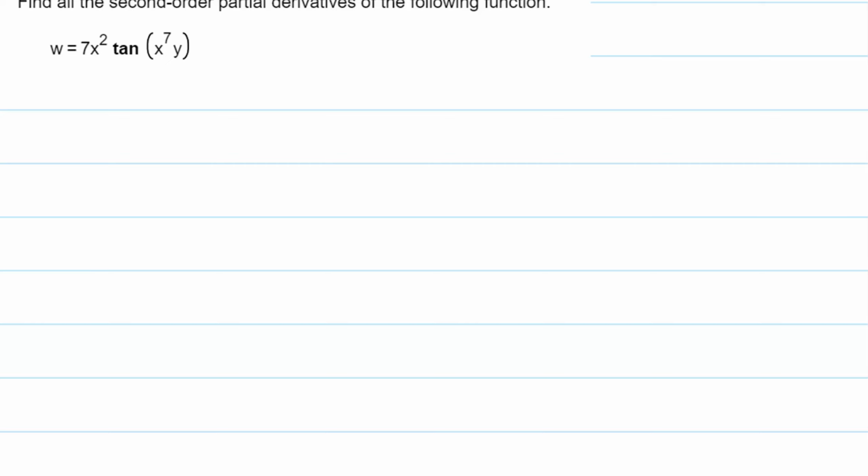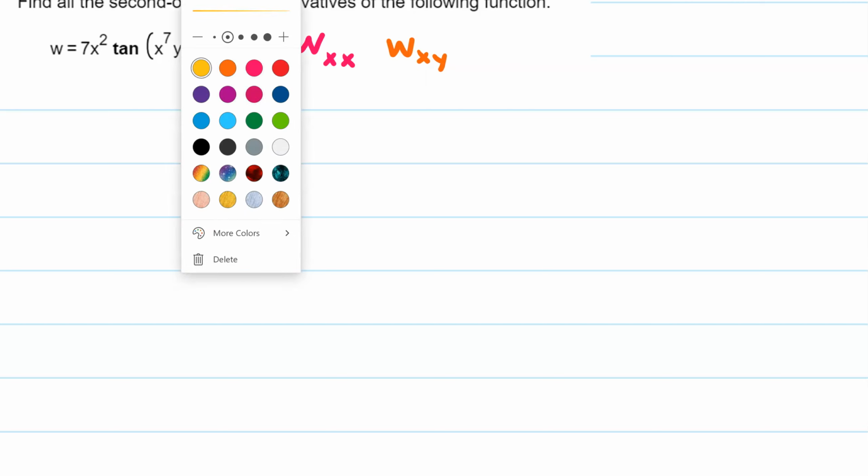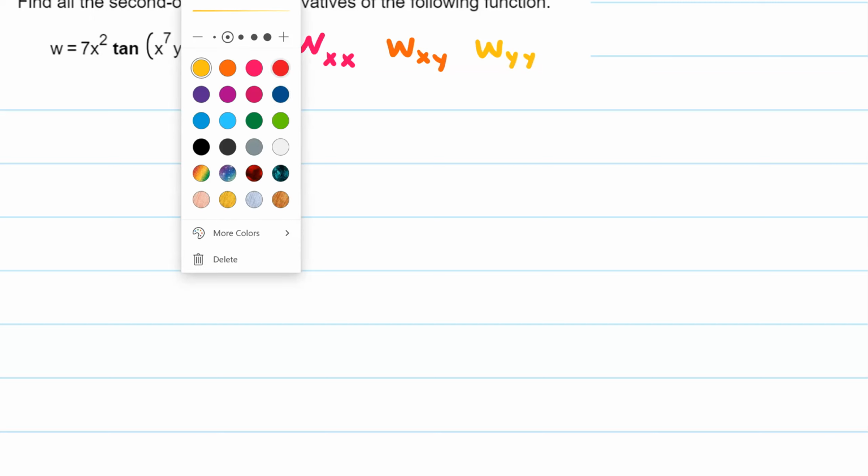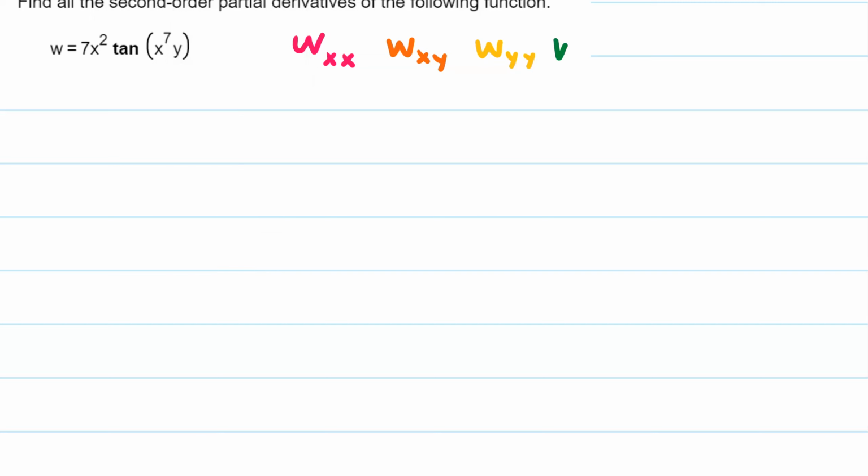So our goal is to find w sub xx, w sub xy, w sub yy, and w sub yx. So these are the second order partial derivatives of the function w.